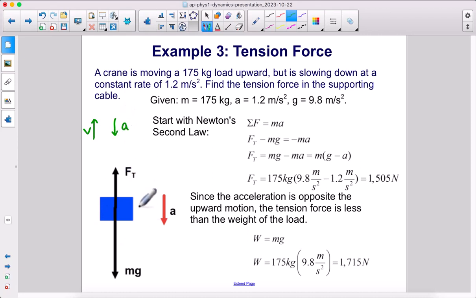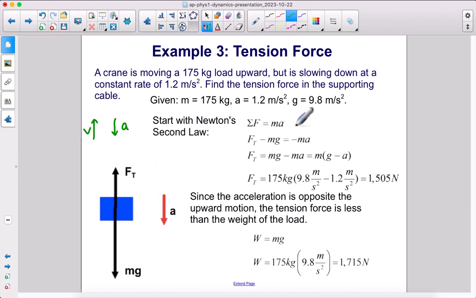Nothing about a free body diagram will give you any information about an object's velocity. However, it will give you information about acceleration. So we have a tension force upwards, weight downwards. Since its acceleration is in the negative direction, the force of mg, gravity, will be greater than the tension force. Let's see how this works out algebraically.